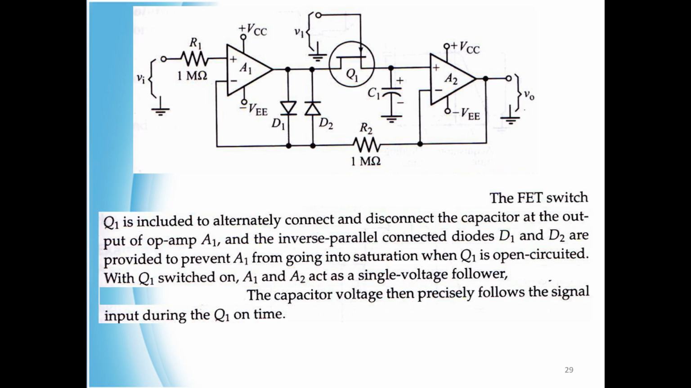The FET switch Q1 is included to alternately connect and disconnect the capacitor at the output of op-amp A1, and the inverse parallel connected diodes D1 and D2 are provided to prevent A1 from going into saturation when Q1 is open circuited. With Q1 switched on, A1 and A2 act as a single voltage follower. The capacitor voltage then precisely follows the signal input during the Q1 on time.